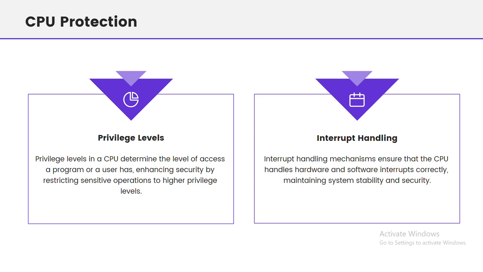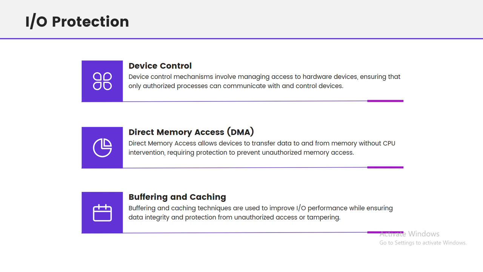Privilege level and interrupt handling. Privilege level in the CPU determines the level of access of a program or a user, enhancing security by restricting sensitive operations to higher privilege levels. Interrupt handling mechanisms ensure the CPU handles hardware and software interrupts correctly, maintaining system stability and security.